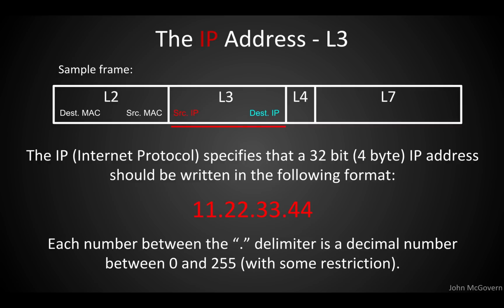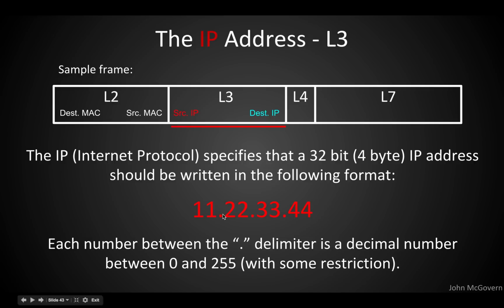Let's talk about the layer 3 address, the IP address. IP stands for Internet Protocol. It specifies a 32-bit, or 4-byte (32 divided by 8 is 4), address. And it's written in decimal, the base 10 numbering system, so you won't see any of the A through Fs here. The lowest number you could have in an IP address is 0. In each one of these 4 slots, the highest is 255.